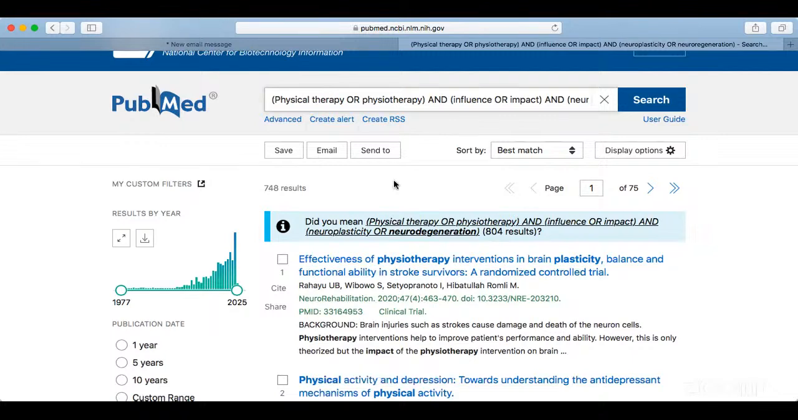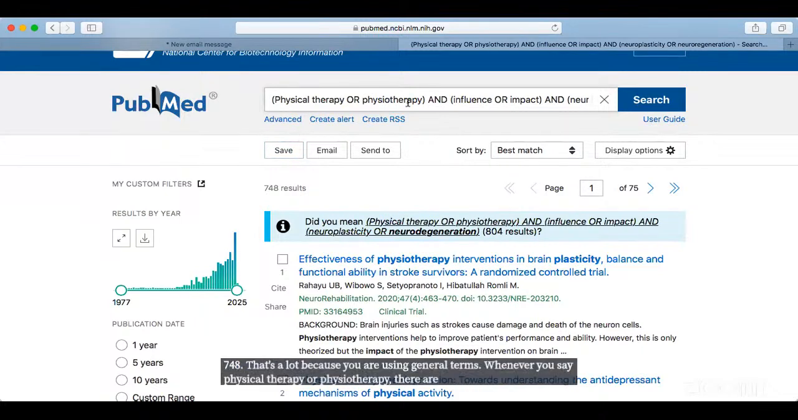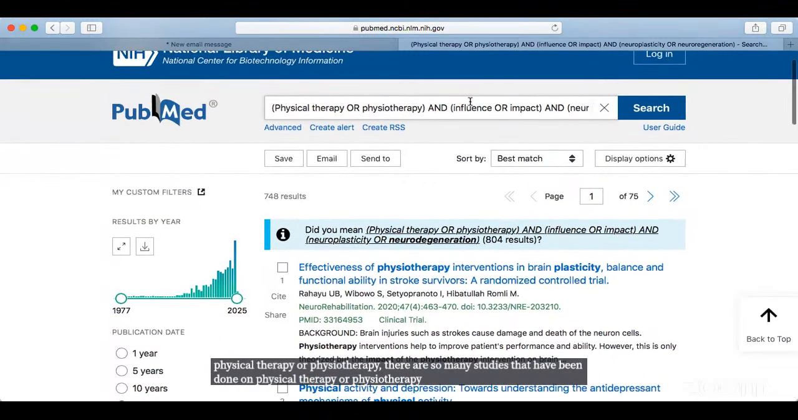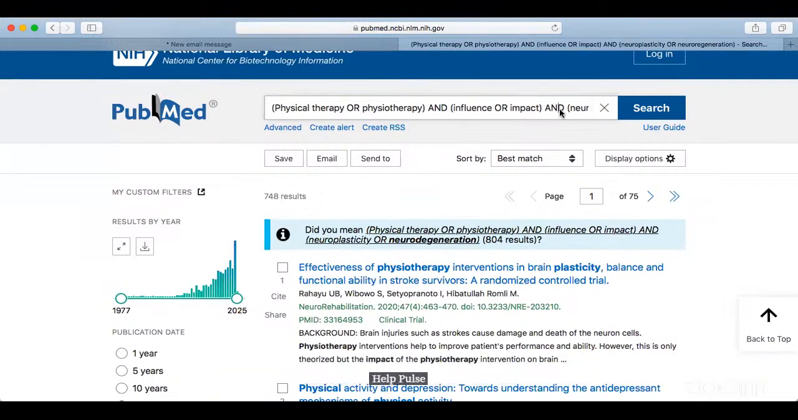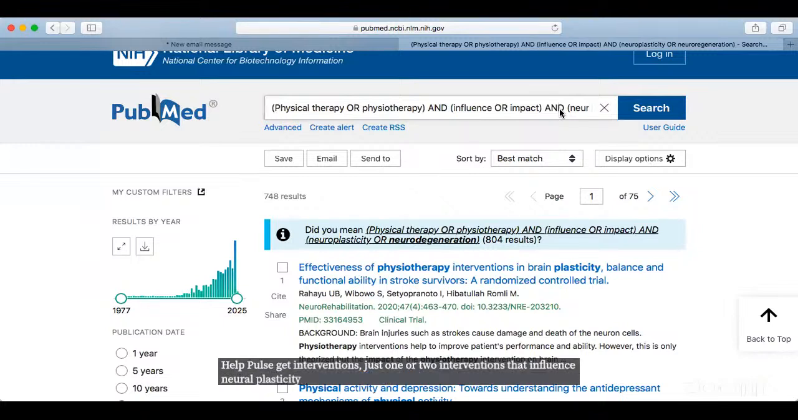So you can see 748 results. That's a lot because you are using general terms. Whenever you say physical therapy or physiotherapy, there are so many studies that have been done on them. So if someone, Dr. Jibril, please help us get just one or two interventions that influence neuroplasticity. Just keep it until we finish this explanation, then you will give us that.